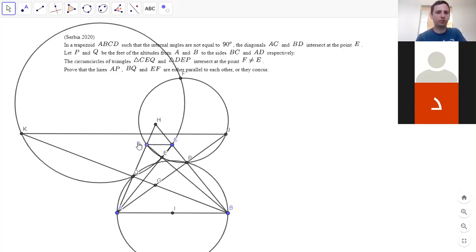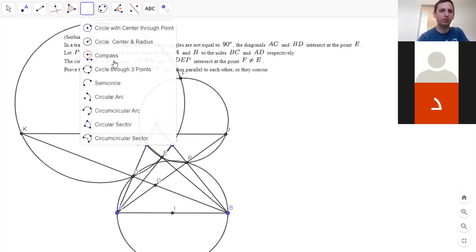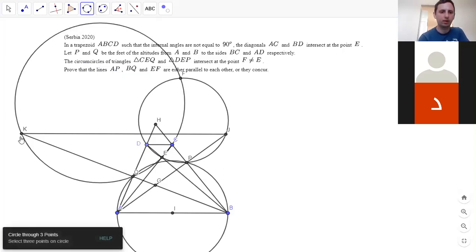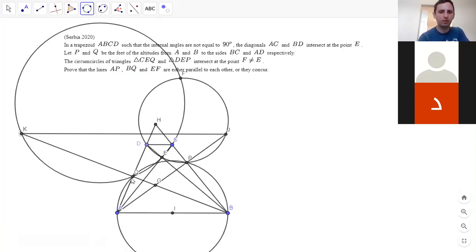Okay, how would we show that they're parallel? Which is the same, I think, as showing that KQPJ is cyclic. So yeah, a lot of equivalent things. Because if we could show that, then it would be the radical axis theorem, right? So how do we show that that's cyclic?